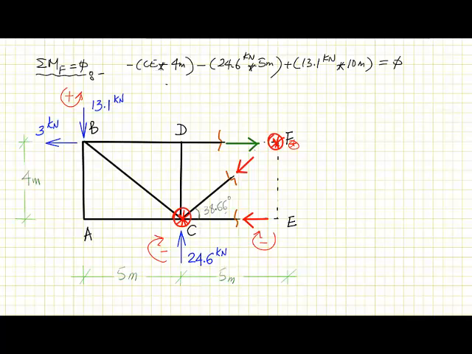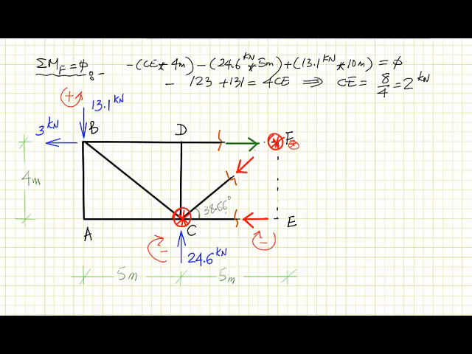So minus 123 plus 131 is equal to 4 CE, and CE is equal to 8 divided by 4, which is equal to 2 kilonewton. Now we get the answer: 2 kilonewton.